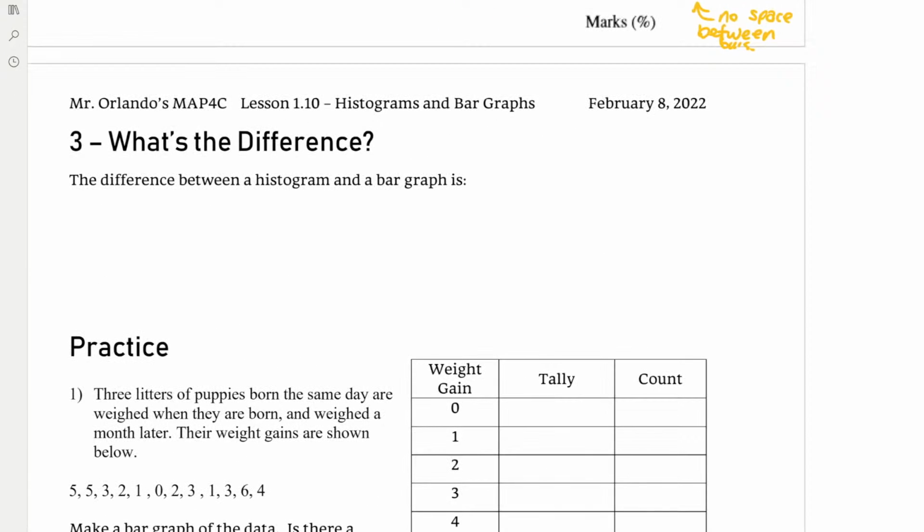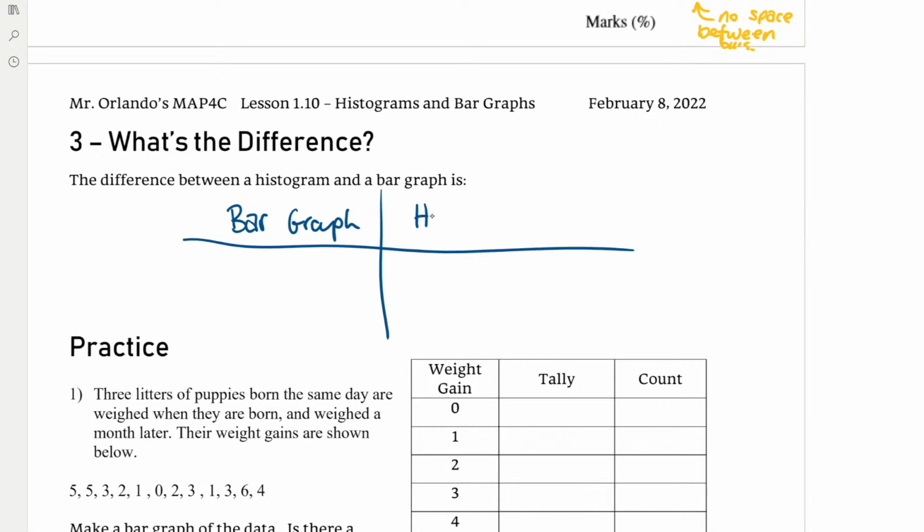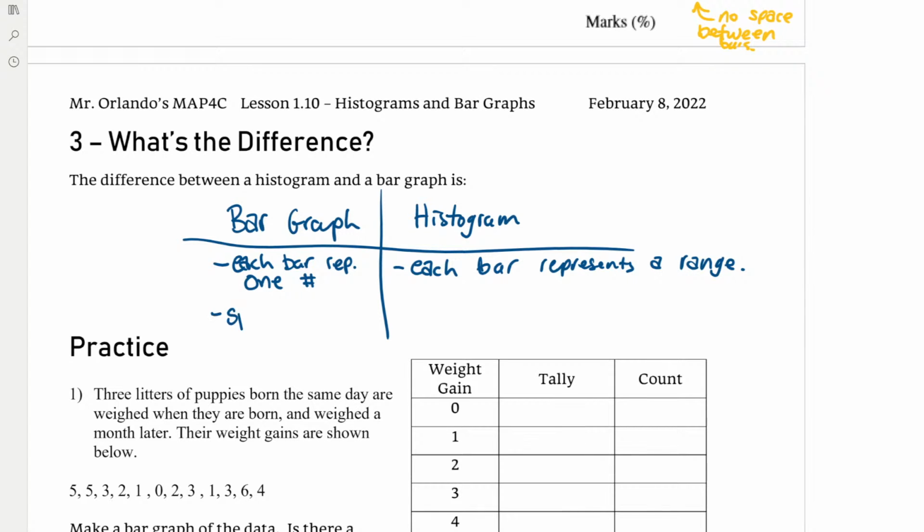And so that's what we'll say here. Bar graph versus histogram. Each bar represents one number. Each bar represents a range. And the space between bars in the bar graph. And there's no space between bars in the histogram. And that's it. That's what we want to work with today.